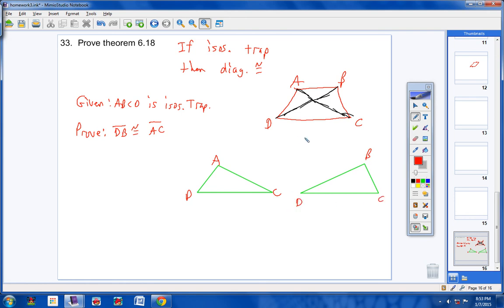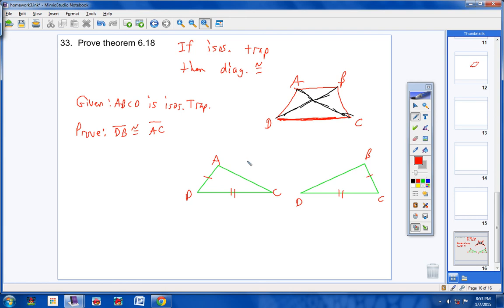Now, let's think this through. If I have an isosceles trapezoid, I know I can state somewhere in my proof that this side here is congruent to this side here by definition of isosceles trapezoid, and I know for sure I can state that this side here is congruent to this side here because it's the same side. They share a common side, correct?